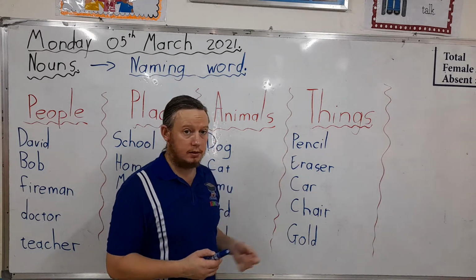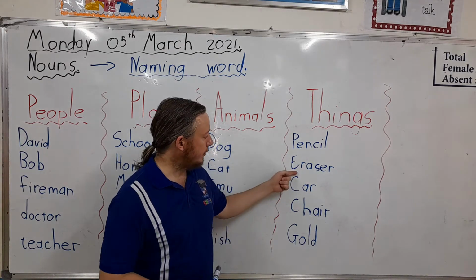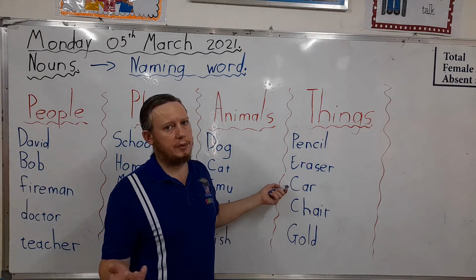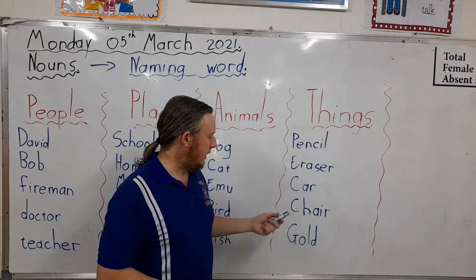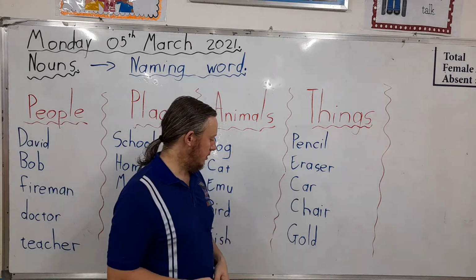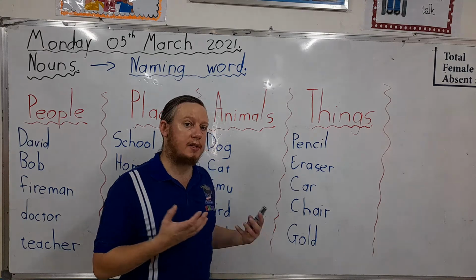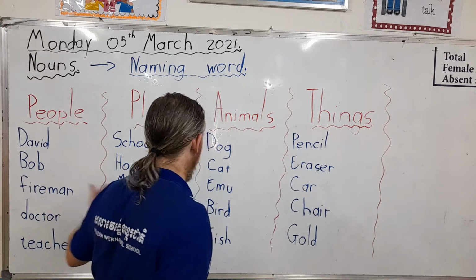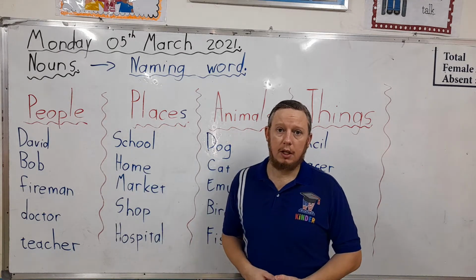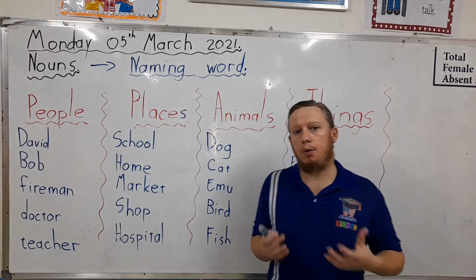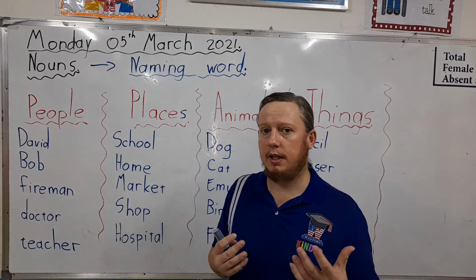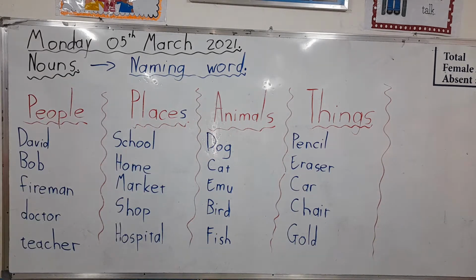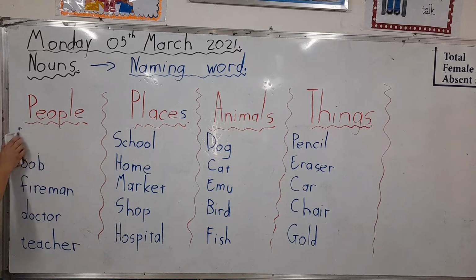Like a pencil that we write with, an eraser that we use if we make a mistake, a car, well, we see many cars everywhere, a chair for you to sit on, or even something as precious as gold. Okay, we've done all of these words before. There's nothing new here, boys and girls. What we need to start understanding is how we can use the words that we've learned and then fit them into these 4 headings. So let me get my eraser quickly.